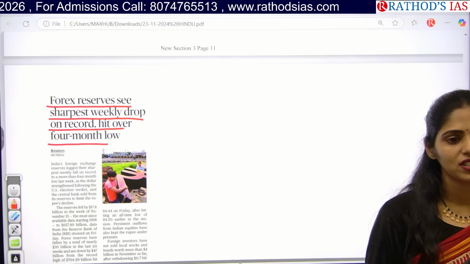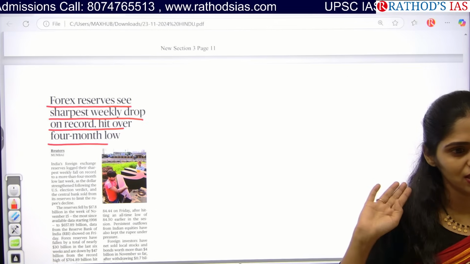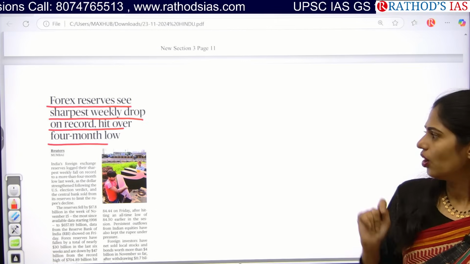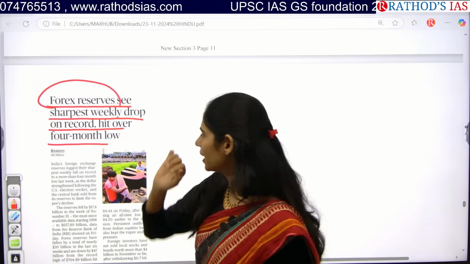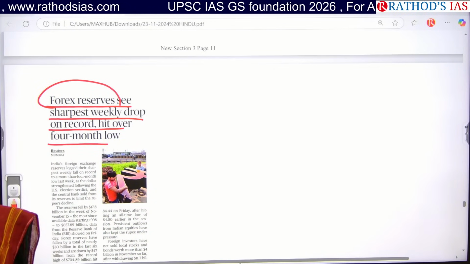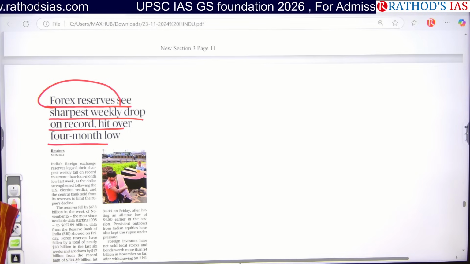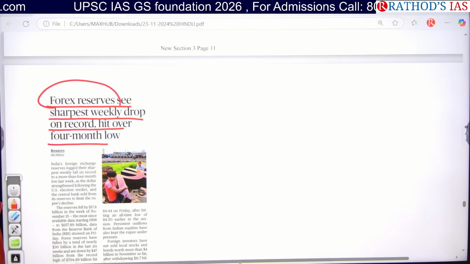What is the meaning of reserves? Storage is called reserve. Forex means foreign currency. Okay, so actually this article is saying that foreign currency is decreasing in our country. Why? What happened? Trump. Next. So what happens if foreign currency is decreasing?